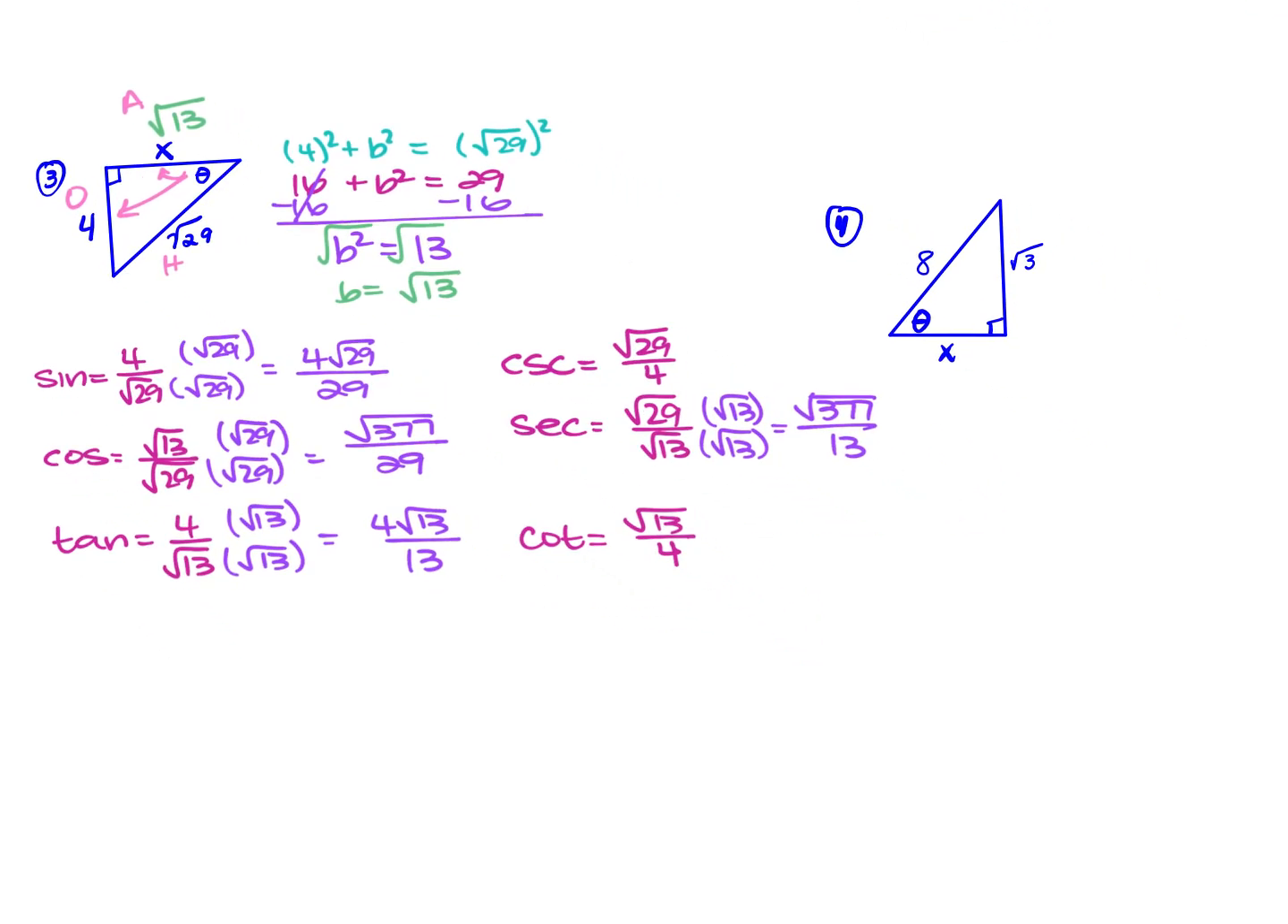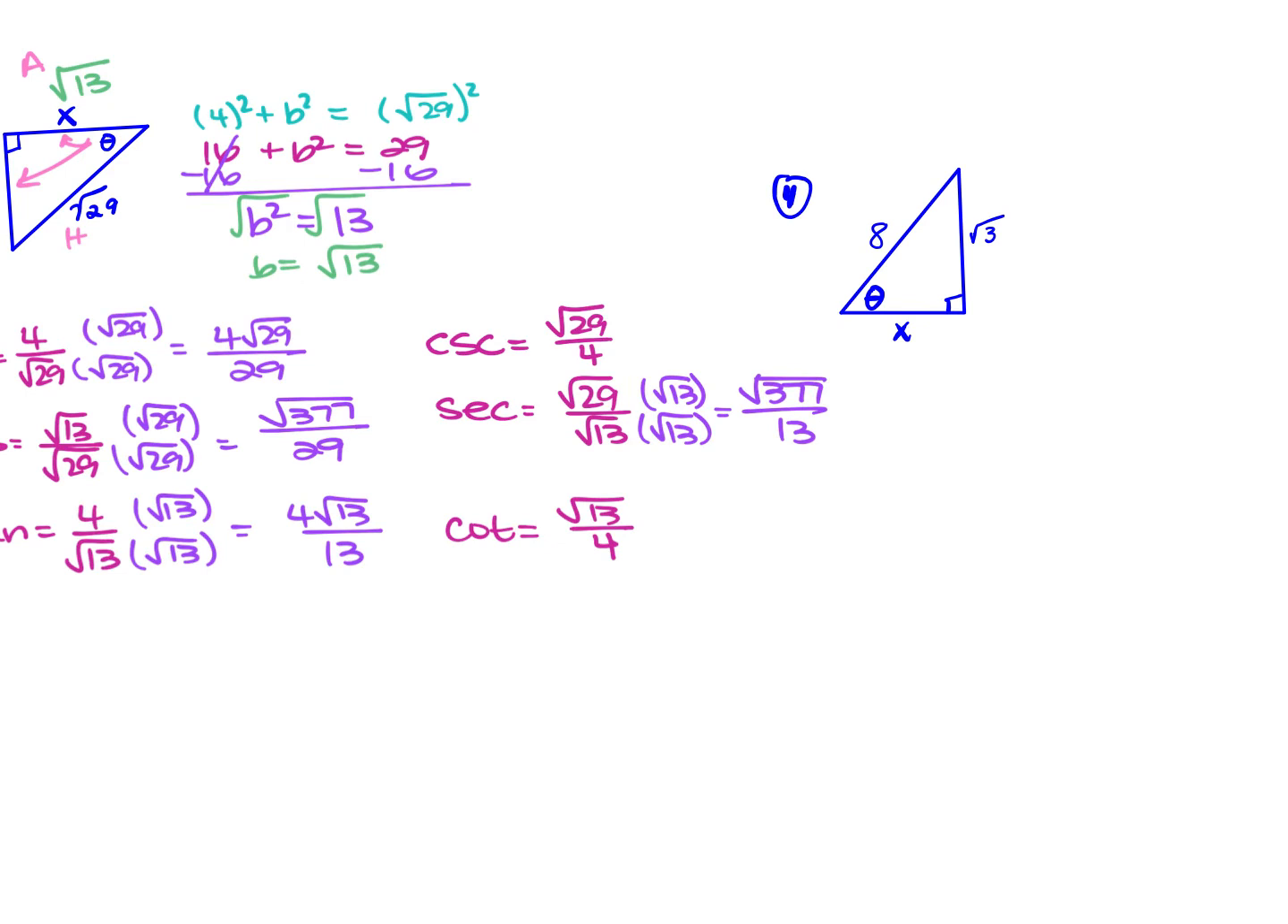For example 4, we have a right triangle with side lengths of 8, the square root of 3, and x. So that 8 is your hypotenuse. So this is going to give you x squared plus the square root of 3 squared is equal to 8 squared. That's x squared plus 3 is equal to 64. Move the 3 over, subtract it from each side. You get x squared is equal to 61. Take the square root of both sides, and x is the square root of 61.